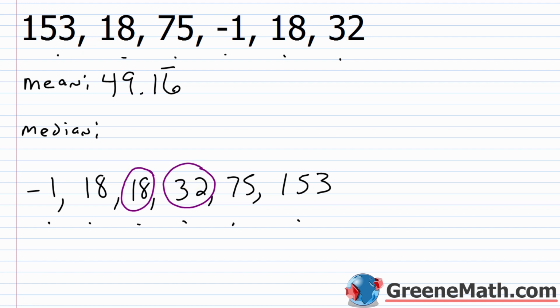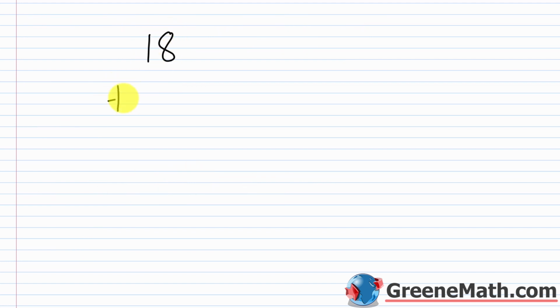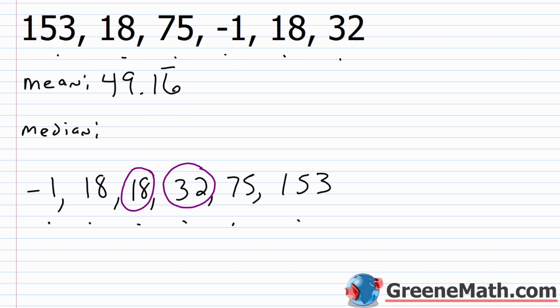Well, we would find the sum first. What is 18 plus 32? 8 plus 2 is 10. 0 down, carry the 1. 1 plus 1 is 2, plus 3 is 5. So that's 50. Now I just divide by the number of numbers. So the number of numbers I'm working with here, remember I'm just working with these 2 numbers in the middle, is 2. So 50 divided by 2 is 25, so the median is 25.